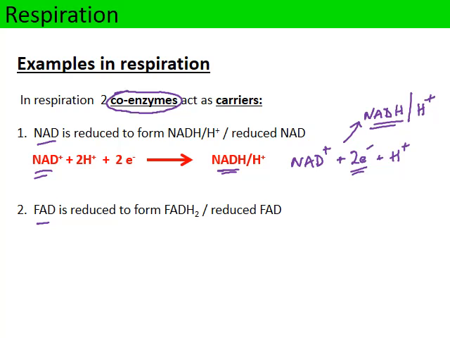Now the other coenzyme that we need to know about is FAD, and this one's only involved in the Kreb cycle that we'll do shortly. So FAD inside the matrix of the mitochondrion combines with 2 high energy electrons as well as 2 protons to form reduced FAD. And again, that carries the hydrogen that contains the 2 high energy electrons to the electron transport chain.